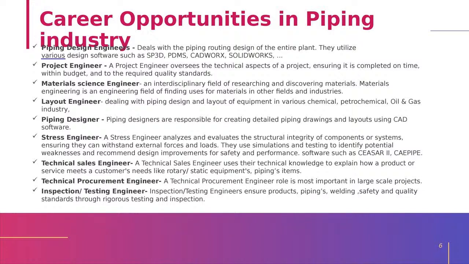Next is layout engineer. He will be dealing with the overall layout of the plant, like the overall plot plan and equipment plot, everything he takes care of with the help of the process engineer as well as the piping engineer. Next is piping designer. He will be working under the piping engineers. They will be doing the overall piping drawings, creating the equipment layout, preparing the isometrics, and checking the 3D as per the P&ID, whether it is laid out or not.